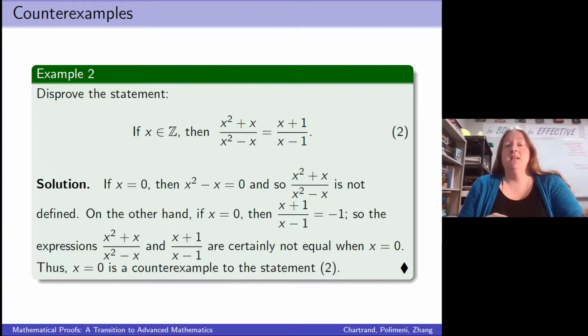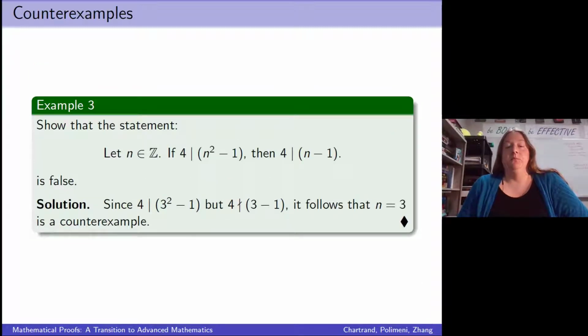So I have something on the left-hand side that's not defined, something on the right-hand side that is defined as negative 1. So clearly those two are not equal. So in potentially working through some examples to see how this works, you may have actually discovered a counterexample for the result. And that's what we will have done in trying 0. So we instead say we've disproved the statement with x equals 0 as a counterexample.